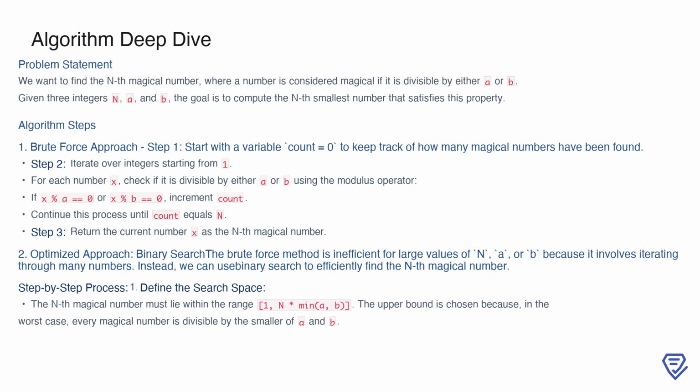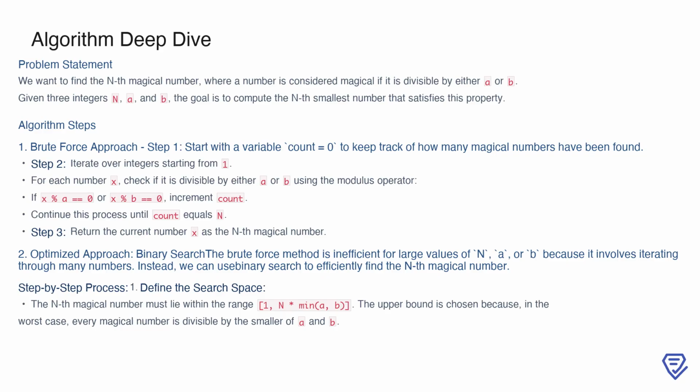We initialize a counter to track the number of magical numbers we've found. Then, we iterate through integers starting from 1 and check whether each number is divisible by a or b using the modulus operator. If it is, we increment the counter. Once the counter reaches n, the current number is the nth magical number, and we return it. While this approach is simple to understand, it's inefficient for large inputs because we may need to check many numbers.